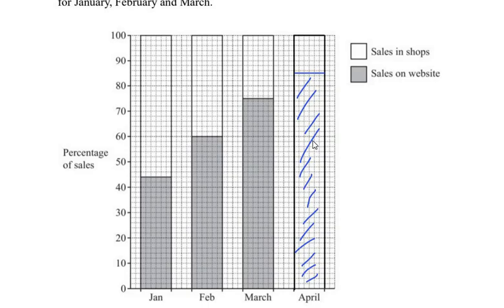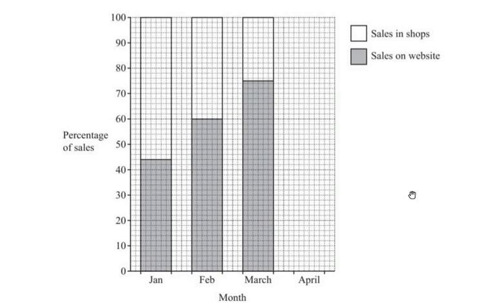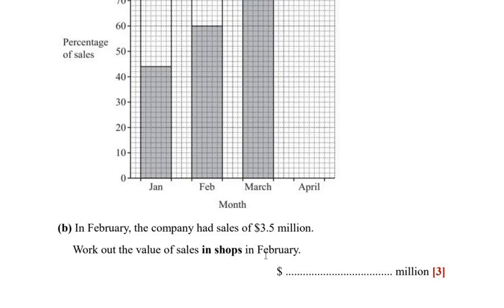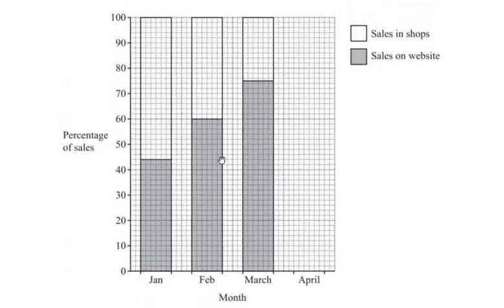Now let us move on to the B question. The B question is: in February, the company had sales of $3.5 million. Work out the value of sales in shops in February. Now here, we can see that in the month of February, 60% of the sales were done on the website out of the total 100%. So the remaining 40% of the sales of items will be in shops.